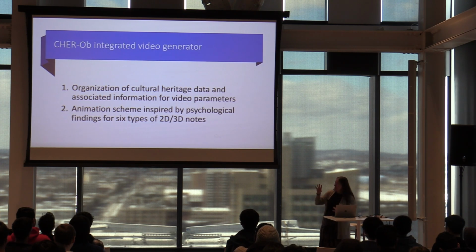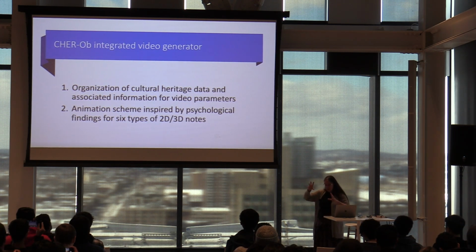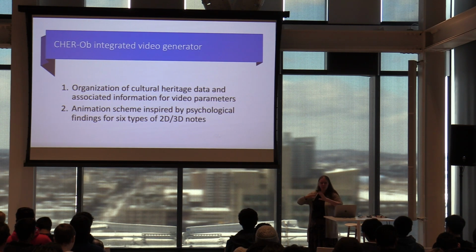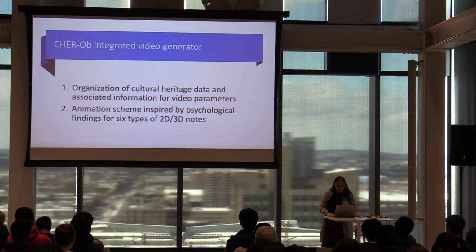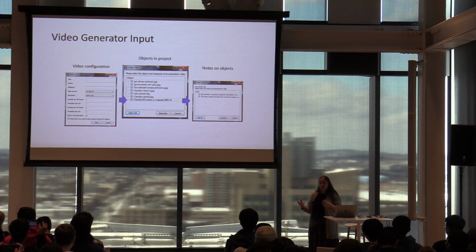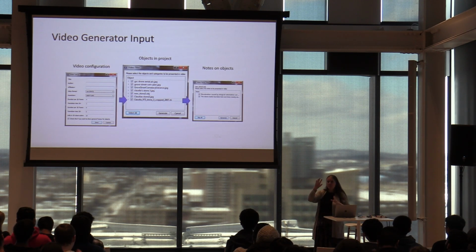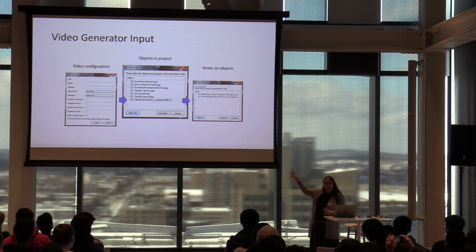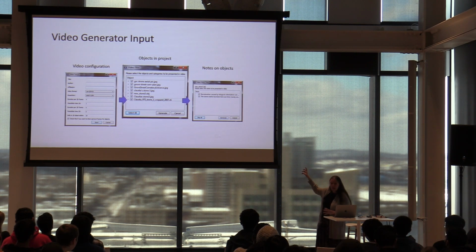So in this new system, Cherub, we want them to say, what are the objects you saw and what you wrote about them? Organize that, give us that organization, and we'll spit out a video. So this is what the generator input looks like. You don't have to record yourself or figure out how to make this thing spin to the right place and get it oriented. Just give us the objects in order that you want to present, and then the notes that you had on them that you want to present. Give that to us, and we'll make a video.